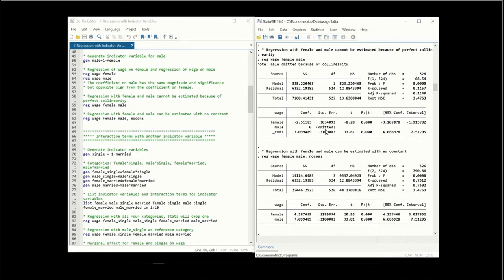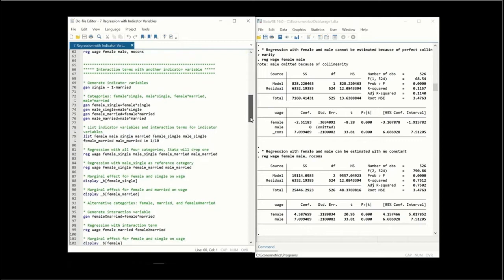One way to get around this is to estimate a regression of wage on female and male, comma, no constant. If you look, there is a no constant option in this. Because there's no constant, this is not a very typical approach that we use. But if you look at the coefficients, this is the average wage for females. That's the average wage for males. But again, this approach is not commonly used.